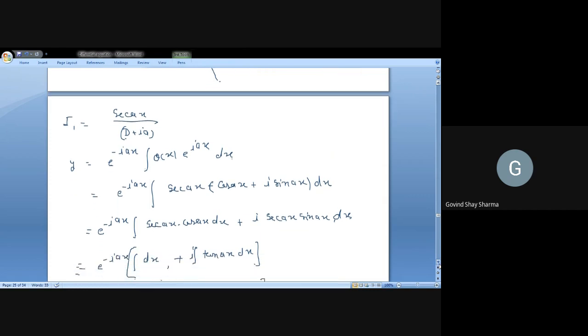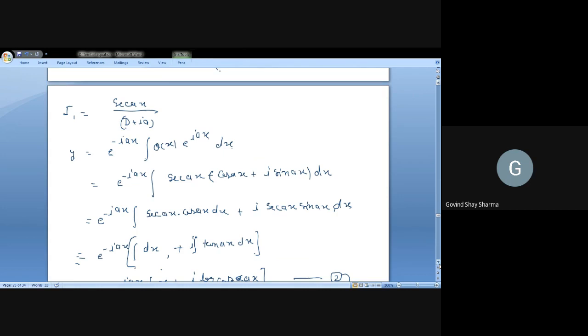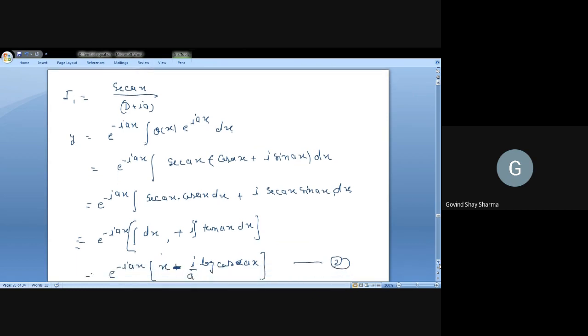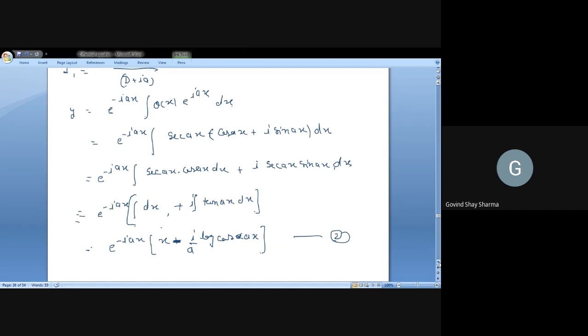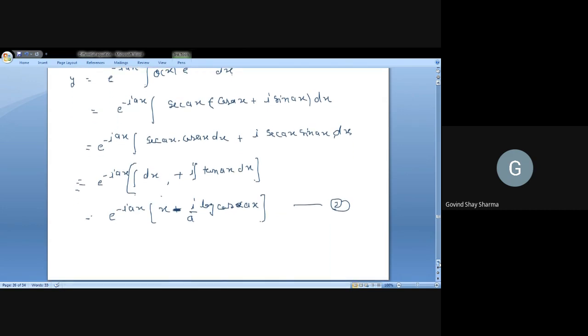Now multiply sec ax inside, so sec ax cos ax becomes 1, and sec ax sin ax becomes tan ax. Here e to the power minus iota ax and the integration of dx becomes x, and tan ax integration is equal to minus 1 upon a log cos ax. This is the part I1. We call it equation 2.